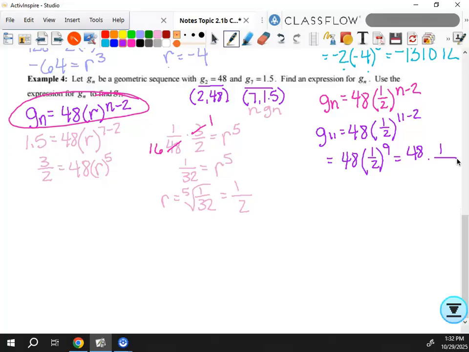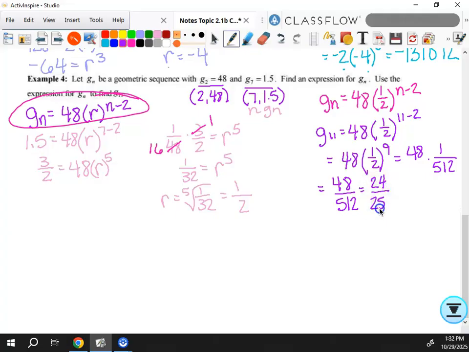I'll get 1 over 512. I missed a number earlier today. 2, 4, 8, 16, 32, 64, 128, 256, 512. Yeah, that's 2 to the 9th. So that gives me 48 over 512. And then we would just reduce. I just cut it in half.